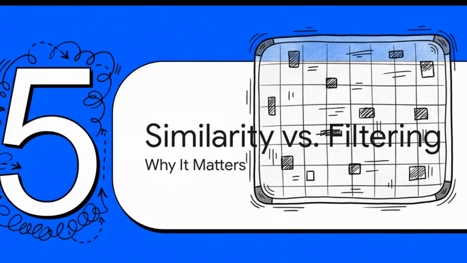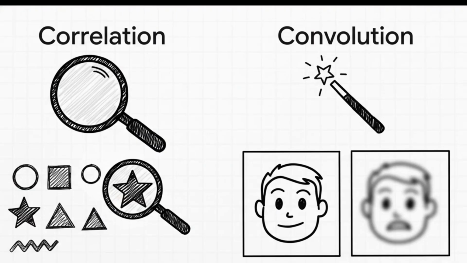Okay, so let's get down to the bottom line. Why does this all matter in the real world? It really comes down to their core purpose. One is for measuring similarity, and the other is for applying filters. So here's your cheat sheet. If your goal is to find something, like find a face in a photo or a specific character in an image, you want to use correlation. But if you want to modify the image itself, like blur the background, sharpen the details, or find all the edges, then you need convolution.